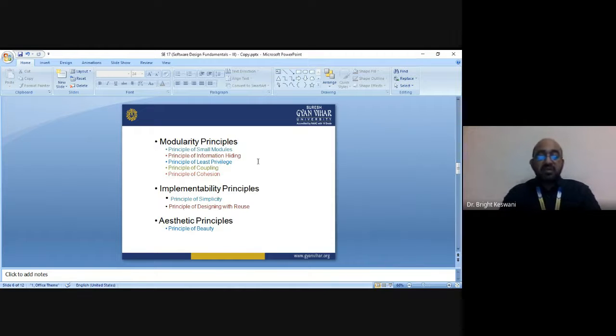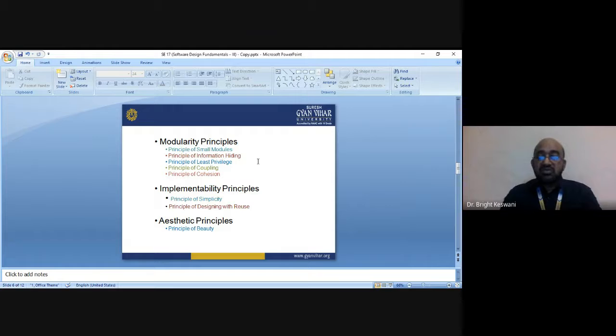People drawn to software development tend to enjoy the challenges of solving complex problems, and unfortunately, this leads some designers to make their creations more complex than necessary. So the principle of simplicity suggests that you make your system, your software, in a simple manner. Okay, let us discuss the principle of designing with reuse.